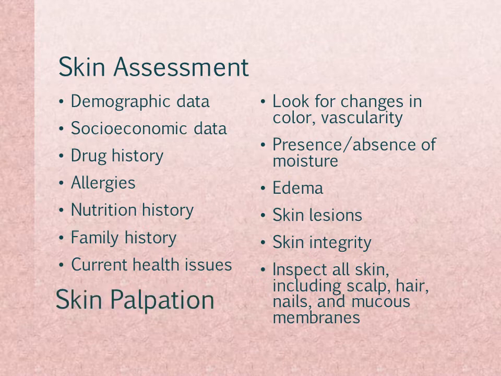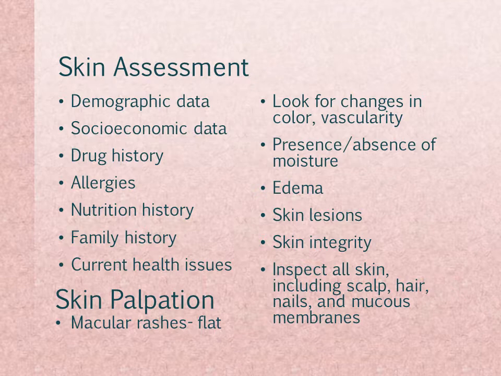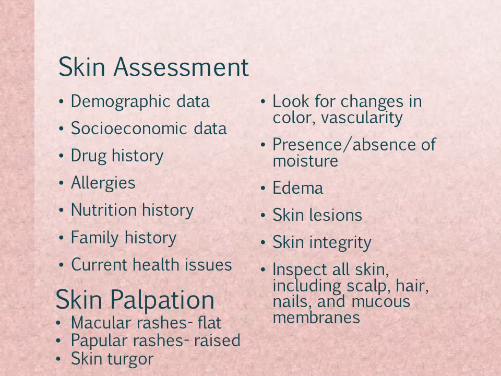Also, while inspecting the skin, you will inspect through palpation. You want to assess for a macular rash, which is flat, a papular rash, which is raised, and you will also assess skin turgor. Where do you assess skin turgor on older adults? Yes, on the forehead or the chest. Common clinical findings in skin palpation can be located in your textbook, page 464, table 26-4. Please review this table.